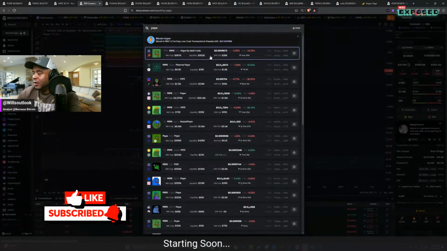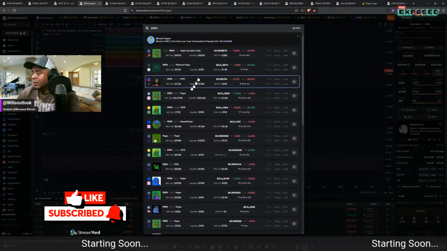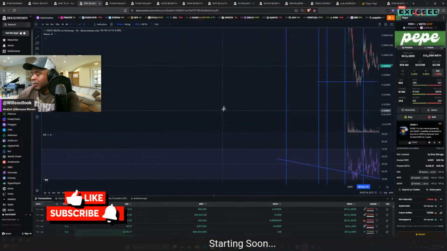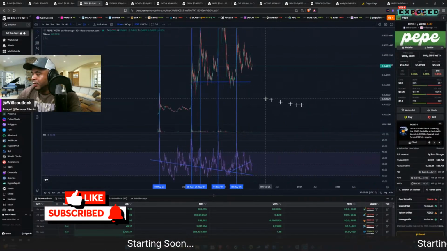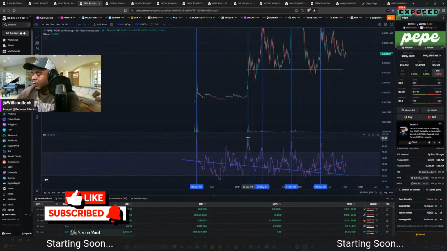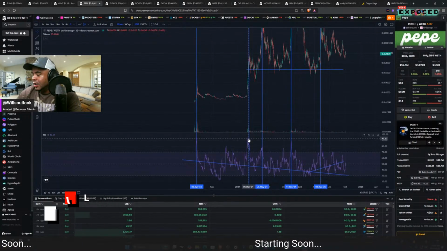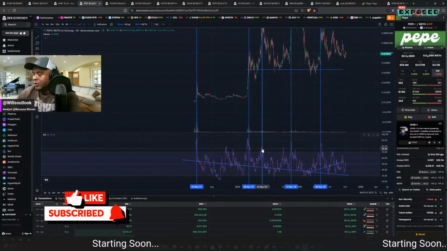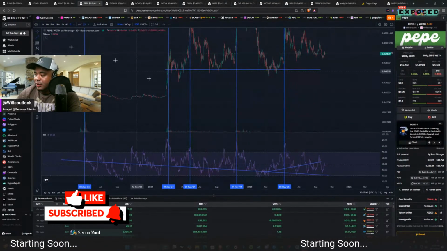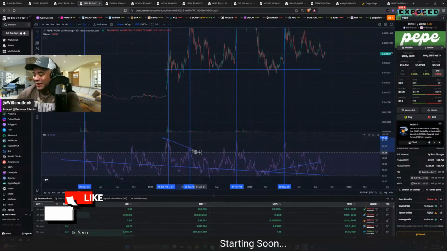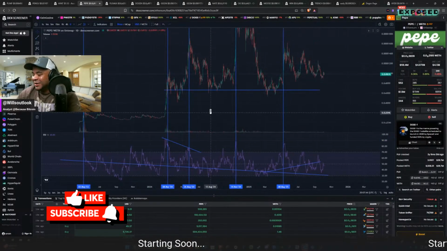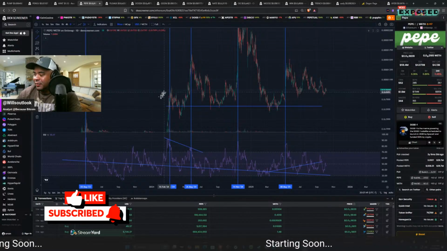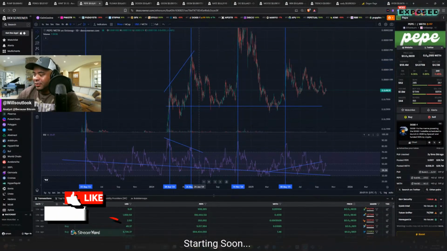Let's run Pepe. Where's the high liquidity Pepe? Where are you at? Right here. Again, 93. 93 right here. Lower high structure here. You can't make this up, man. Look at this. Lower high structure here. 93. Higher high here. That was the high. That was the high.